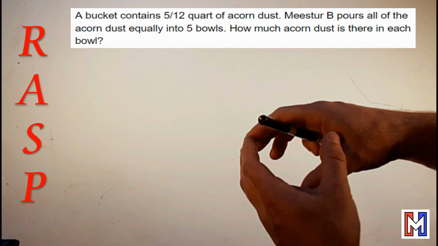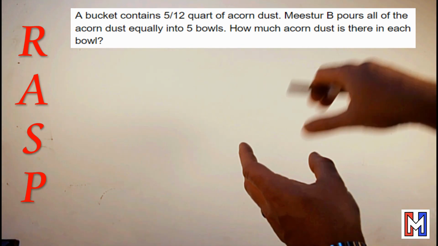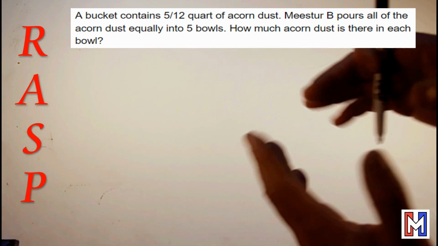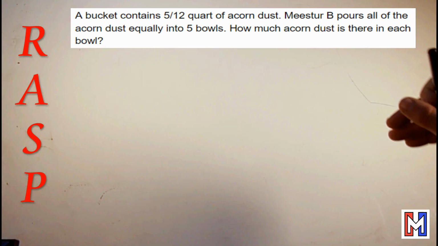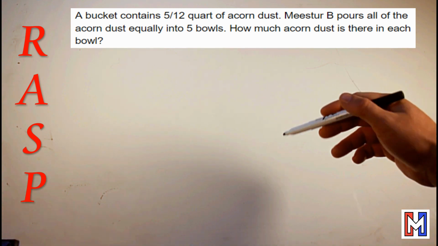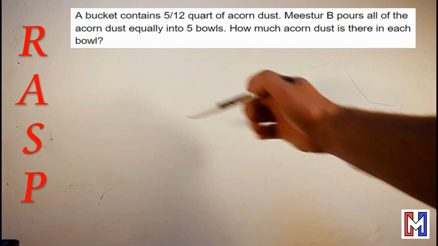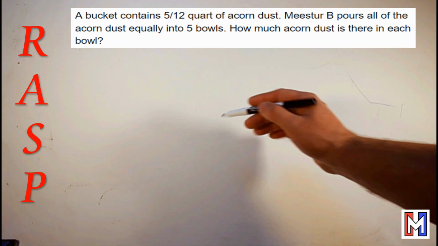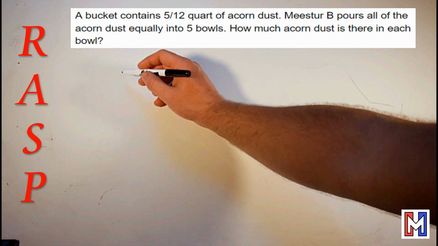So when we have a total and we break it up into even groups, what operation is that? Well, it's division. We're taking a total and breaking it into even groups, so we know it's a division problem. Before we start getting into solving, we have to do our answer sentence.